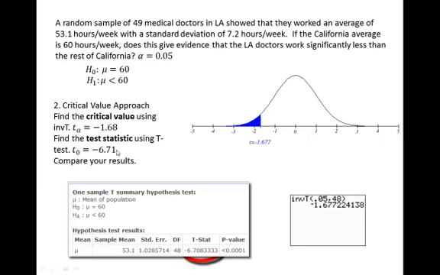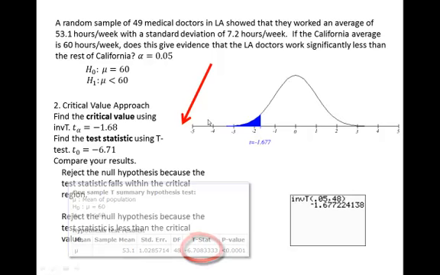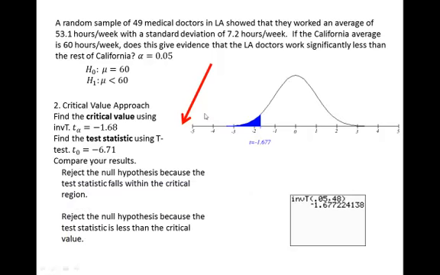If we plot our test statistic on this graph, we would see that it's in this shaded region. It's in the unusual area. So since it falls within the critical region, we reject the null hypothesis. Another way you can say it is we reject the null hypothesis because the test statistic is less than the critical value. So we're doing this two different ways, but our results should always be the same.